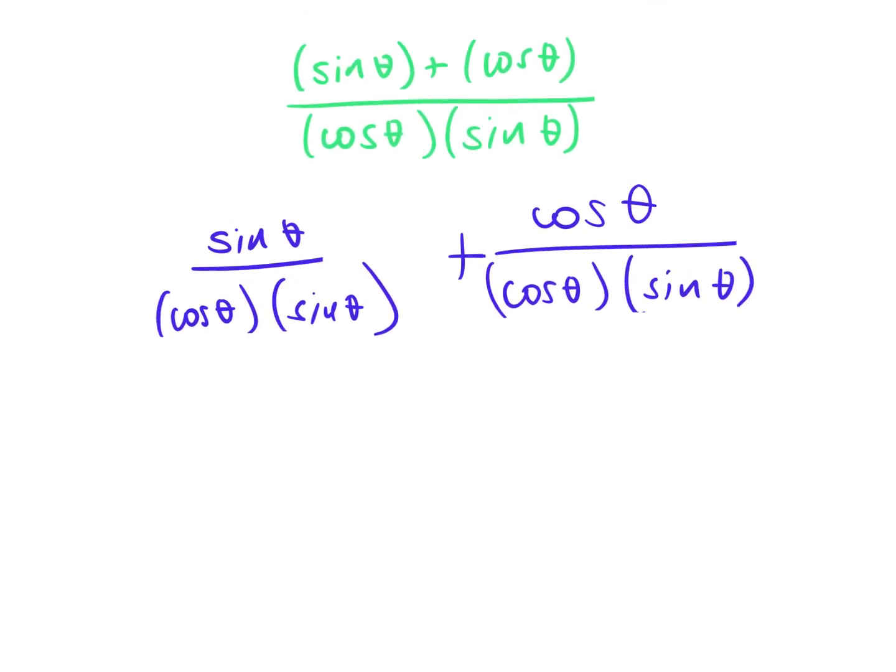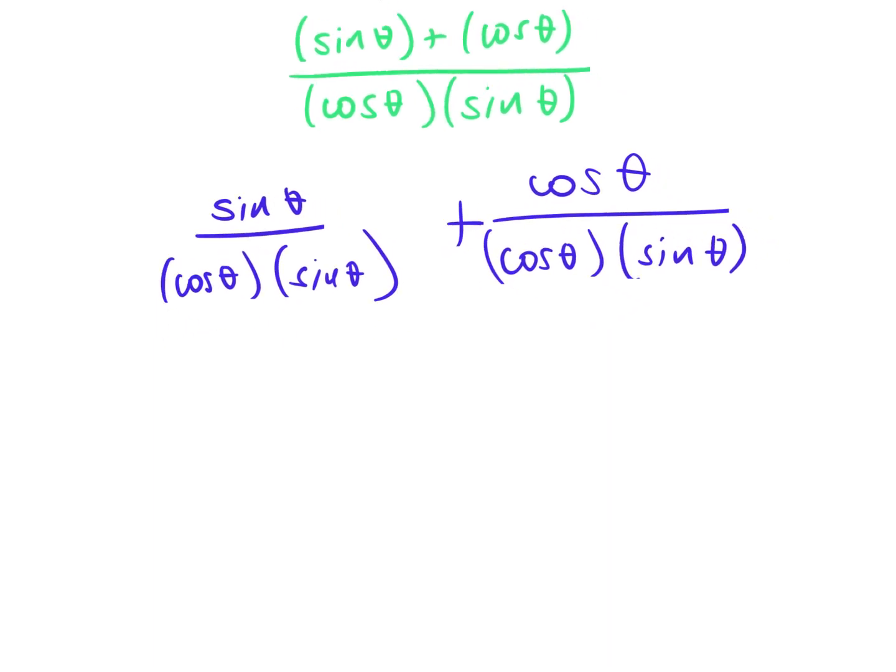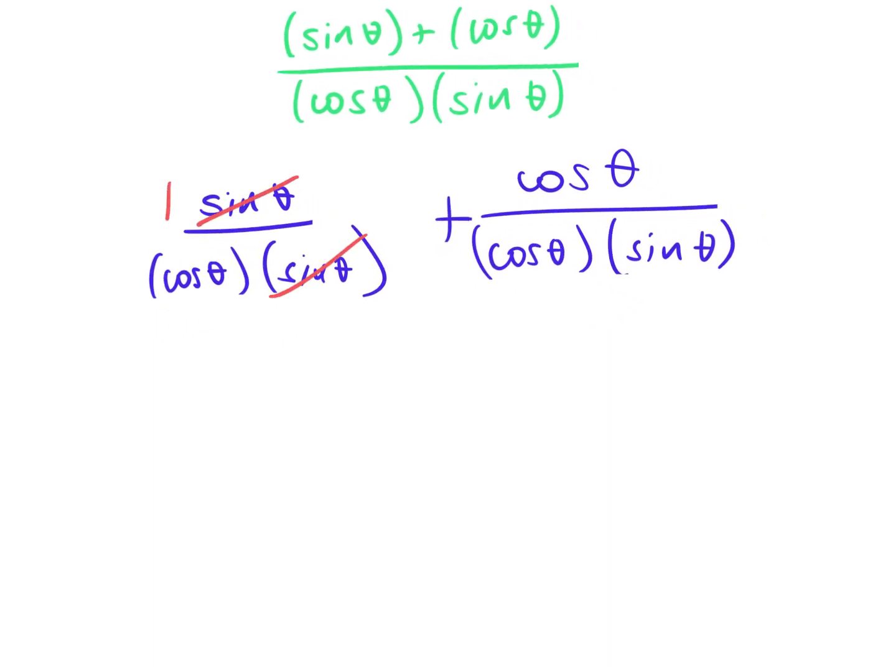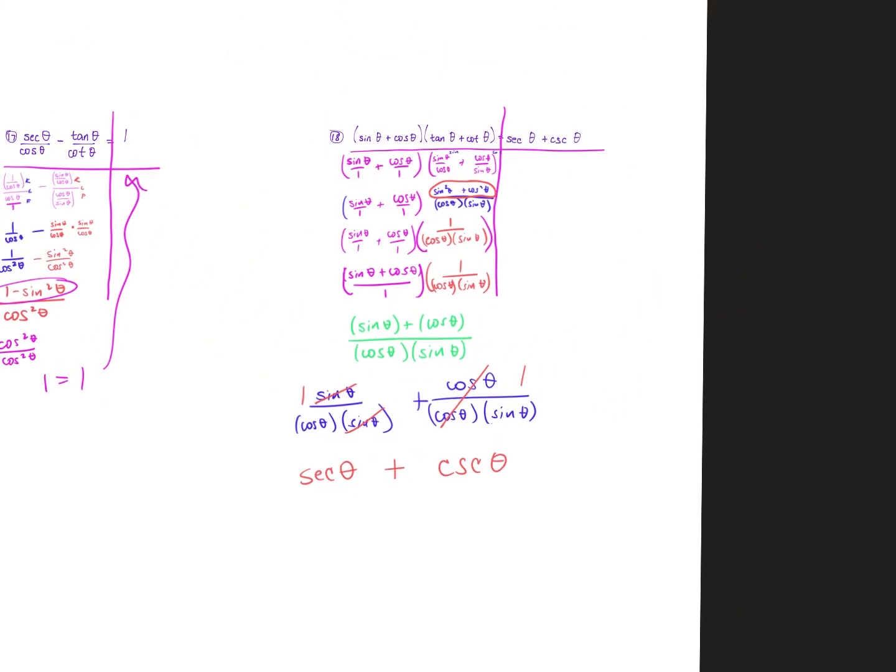Now can we simplify within our fractions? Yes. What happens in the left one? Sines cancel, so you're left with 1 over cosine, which becomes what? Secant. What happens on the right? Cosines cancel, you're left with 1 over sine, which becomes cosecant. Which is where we're trying to go.